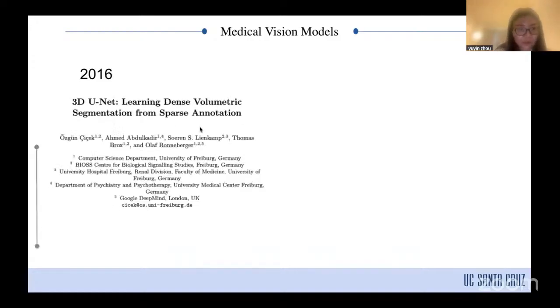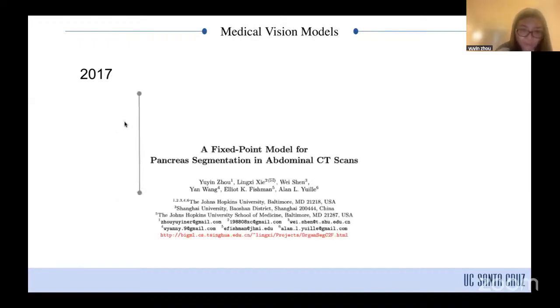So this foundational architecture has inspired a lot of follow-up works. For instance, in 2016, the same team from the UNet group extended this to a 3D segmentation algorithm called 3D UNet, which can help learn dense volumetric segmentation. Further, we from the Johns Hopkins team, together with Professor Alan Yuille, who was my PhD advisor, also developed a fixed point model for pancreas segmentation, specifically for this Felix project.